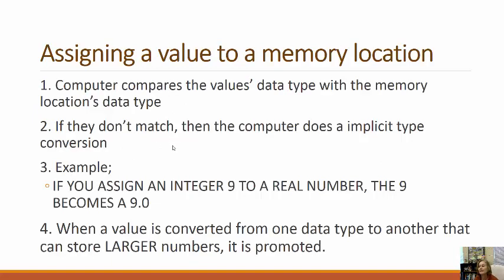So here's how the computer assigns a variable to a memory location. A computer compares the value's data type with the memory location's data type. And what that means is it's looking at your program data type versus the memory location data type. And if they don't match, a computer does an implicit conversion, which means it's going to adjust that number as it sees fit. And here's an example. If you assign integer 9 to a real number, then the number becomes 9.0 in memory. When a value is converted from one data type to another that can store larger numbers, that's called promotion.